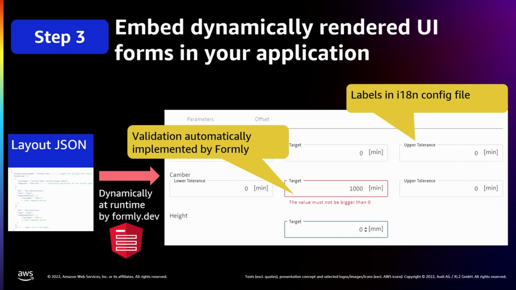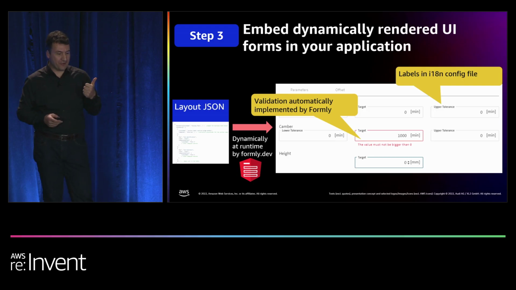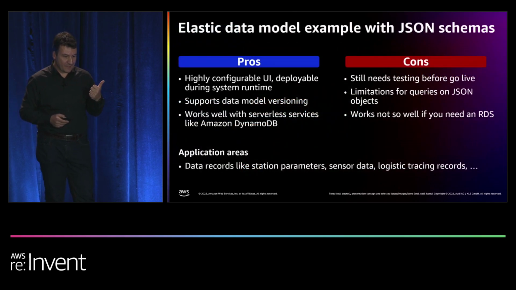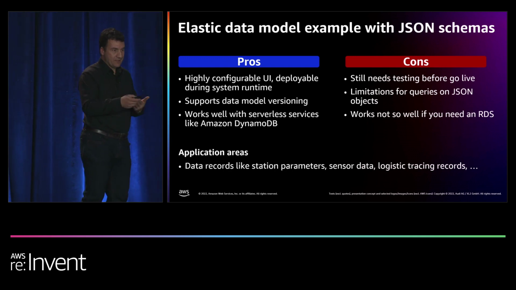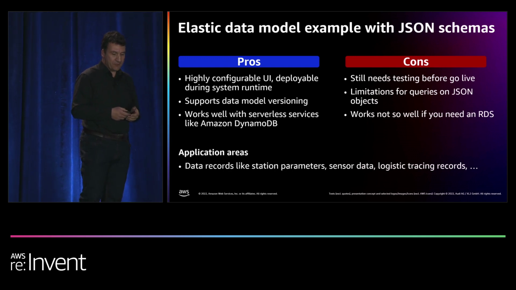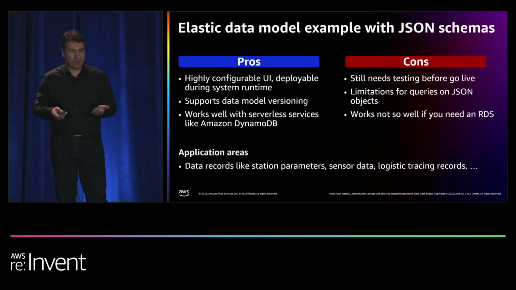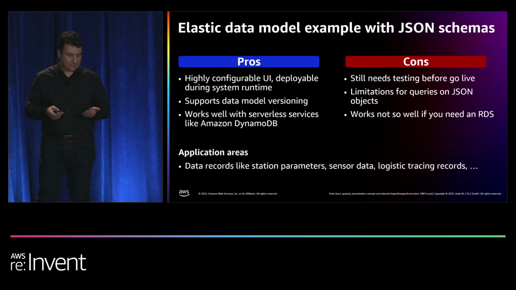So all in all, we have 3 files. We have the JSON schema file, we have the layout JSON file, and the config file. And if you put metadata on the labels in your schema file, which is possible with some comments, then you have just one file that you need to change, one config file. And this helps you then to deploy it during your runtime. So you have a very highly configurable UI in this way.